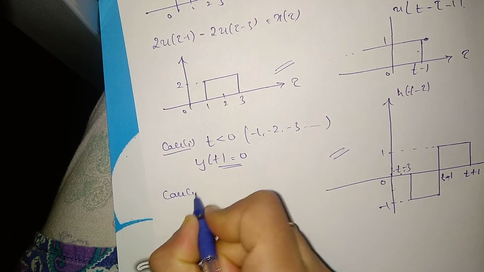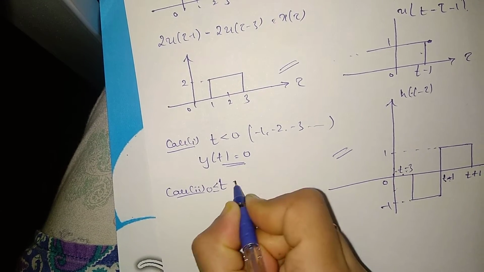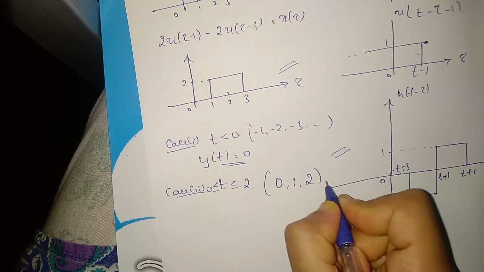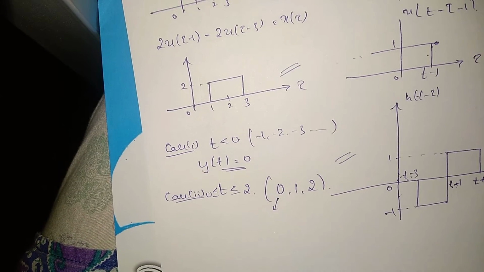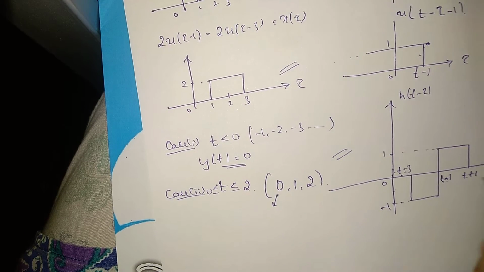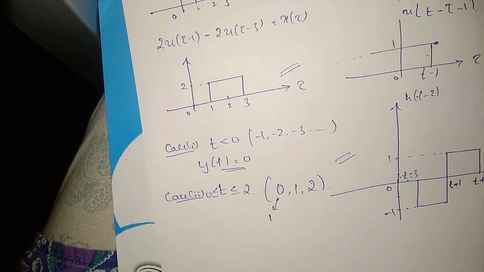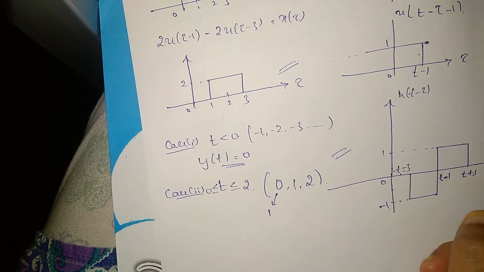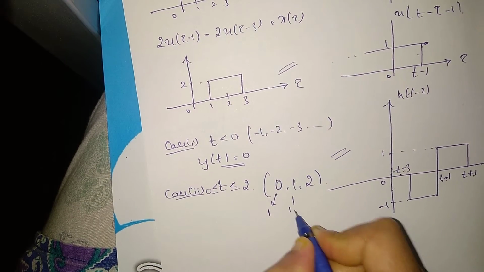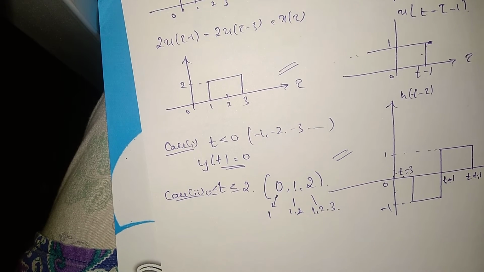Now let us take case number 2, when t is between 0 and 2. So it will take values of 0, 1 and 2. See what happens if t is 0. The waveform will be from minus 3 to plus 1. So the common value between these two will be 1. Next, if t is 1, the common values will be 1 and 2. If it is 2, the common values will be 1, 2 and 3.